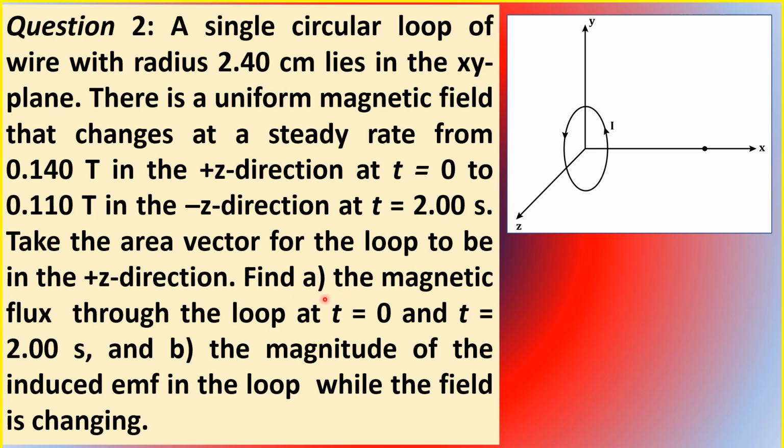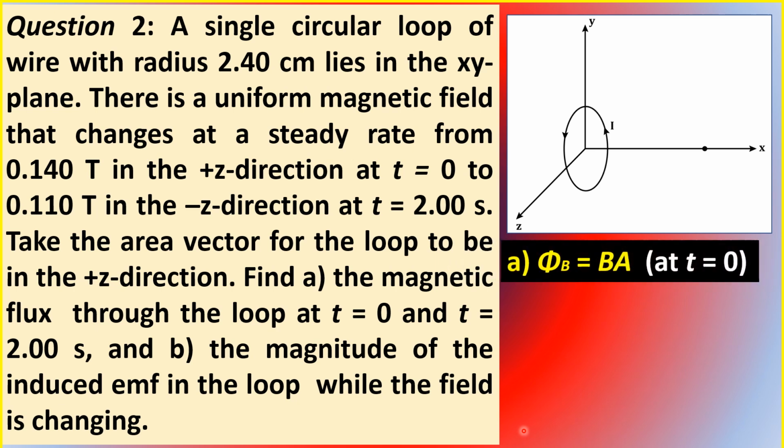And the questions are, for letter E, you're asked to find the magnetic flux through the loop at the initial time equals 0 and the magnetic flux at time equals 2.00 seconds.